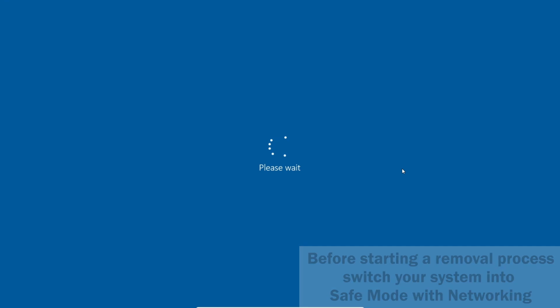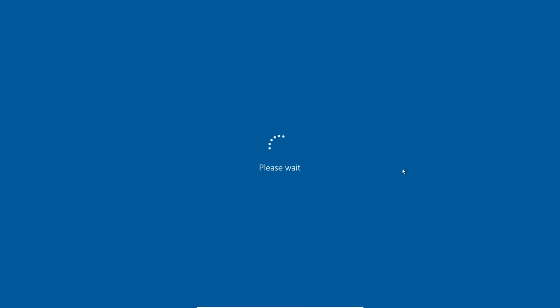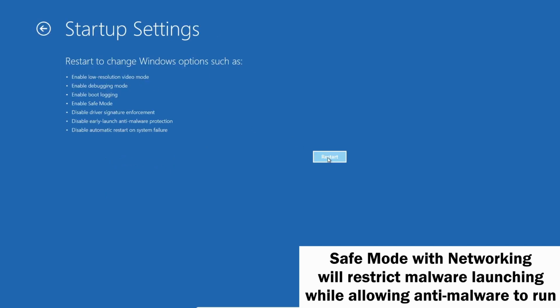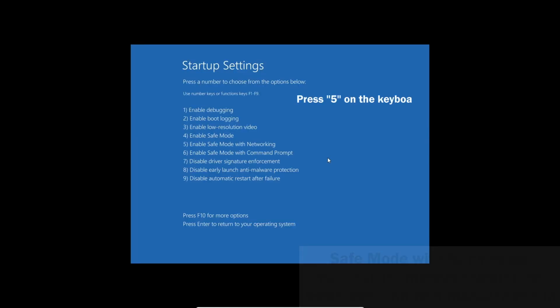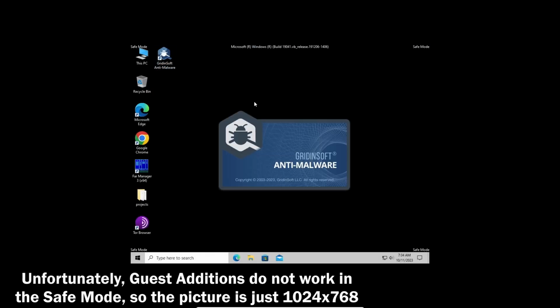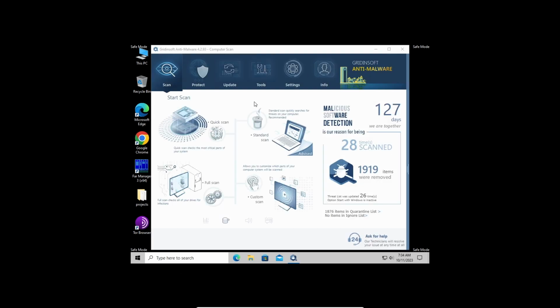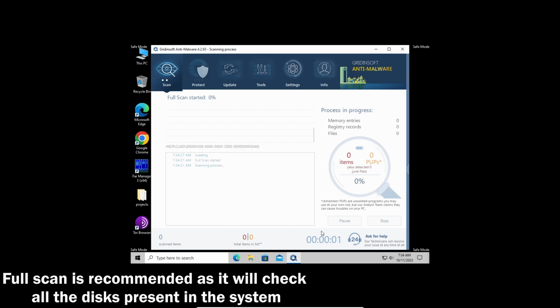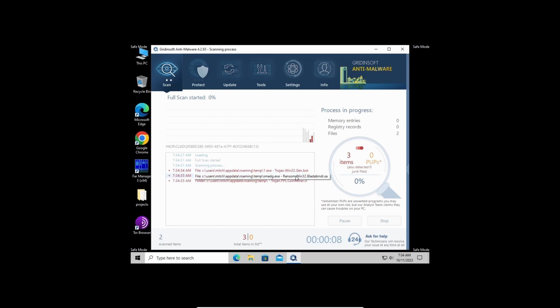Before using Soft anti-malware, I also recommend switching the system to the safe mode with networking. It restricts non-system processes from starting upon the system startup, so the malicious miner will not overload the system. With that being said and done, let's start the scan. I recommend using a full scan, as it will check the most remote areas of your disks. It may take up to 10 minutes, but you will be sure nothing is missed. As you can see, it already detected the pest, so let's give it a bit more time to finish.